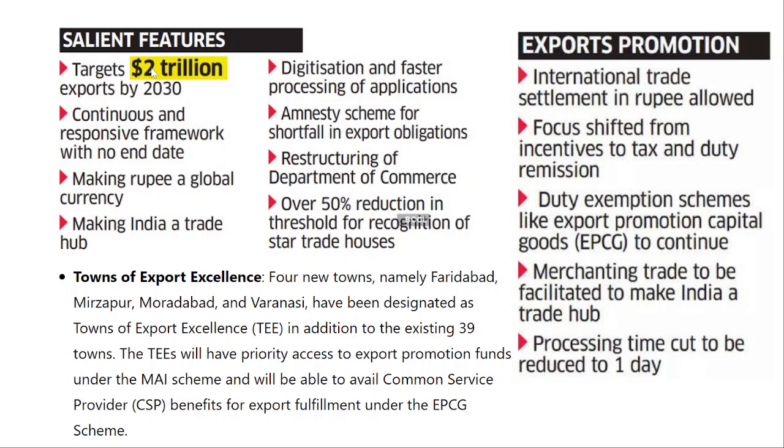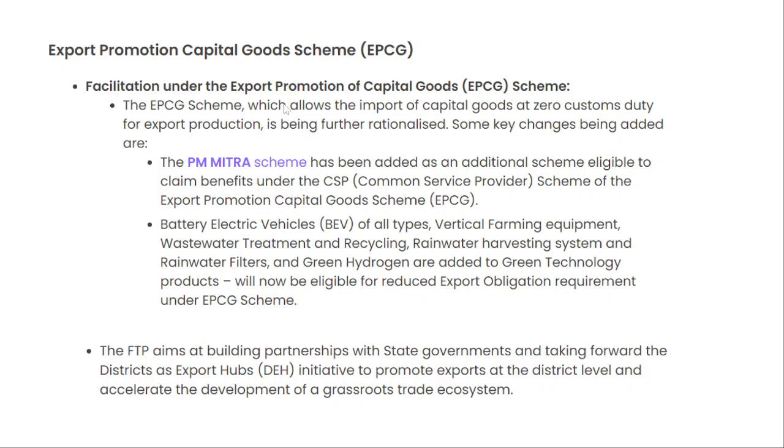And this is the target. The target of the foreign trade policy is to reach $2 trillion by 2030. You have to remember this. These are the things we have seen, common sense. And towns of export we have also seen: Faridabad, Mirzapur, Moradabad, and Varanasi. Already there are 39, and these four have been added. Also you have the Export Promotion Capital Goods Scheme. Facilitation under the scheme allows for the import of capital goods at zero customs duty for export production, and this is being further rationalized. The PM Mitra scheme has been added as an additional scheme eligible to claim benefits under the Common Service Provider scheme of the Export Promotion Capital Goods Scheme.